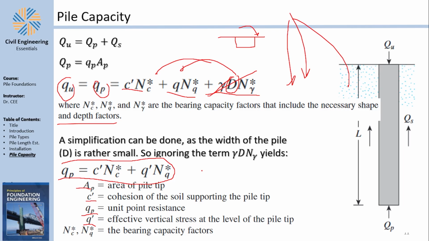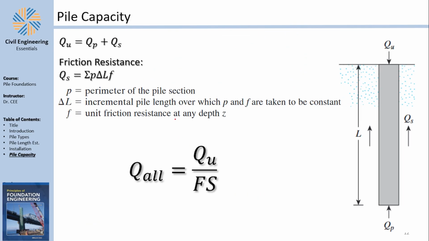Now, I will show you an example about this later, but for now, we need to understand that this equation exists. For the friction resistance, you can see Qs equals summation PLF. Now, this seems to be odd. Allow me to explain this one step at a time.